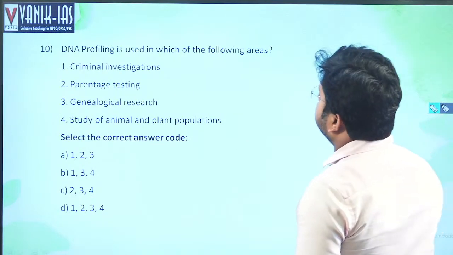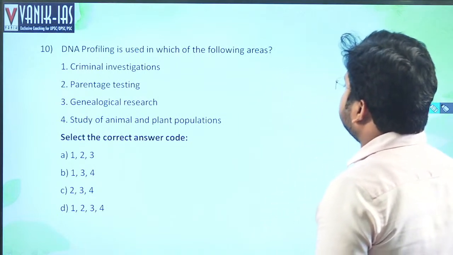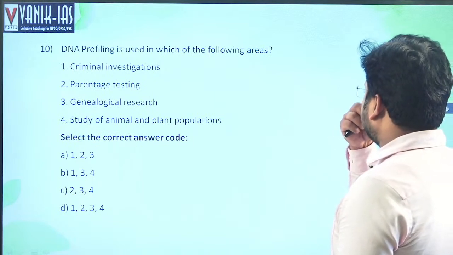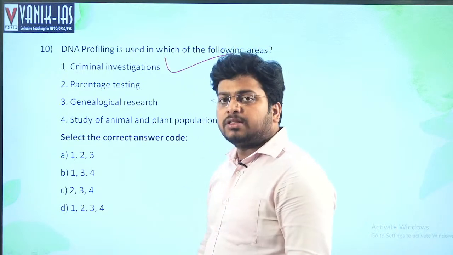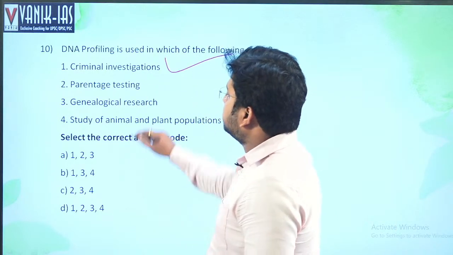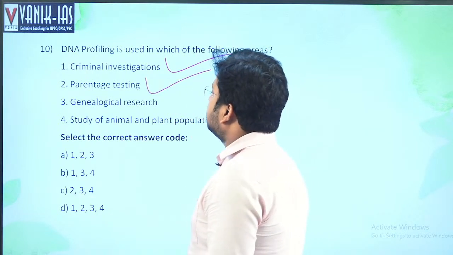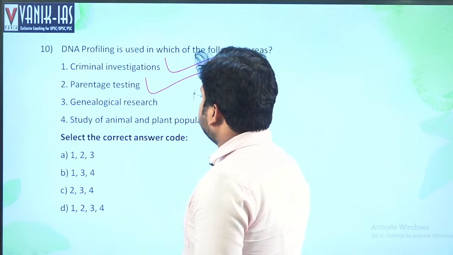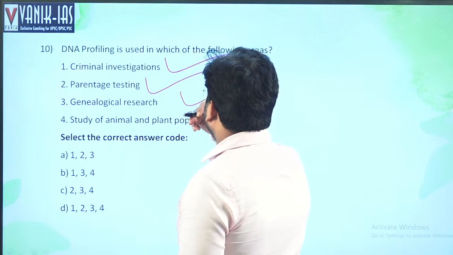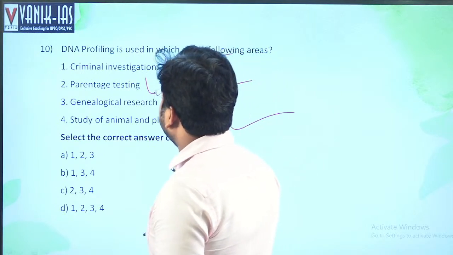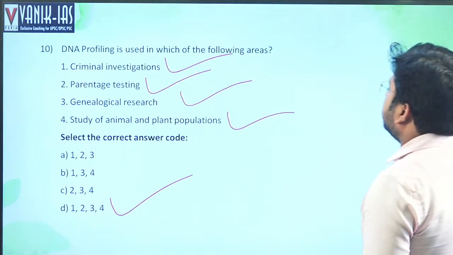DNA profiling is used in which of the following areas? Criminal investigations, parentage testing. In criminal investigations we take the help of DNA fingerprints. Then parentage testing; many political leaders have gone through such testing. Genealogical research, study of animal and plant populations, yes, it can also be used there. So all the options are right regarding DNA profiling.